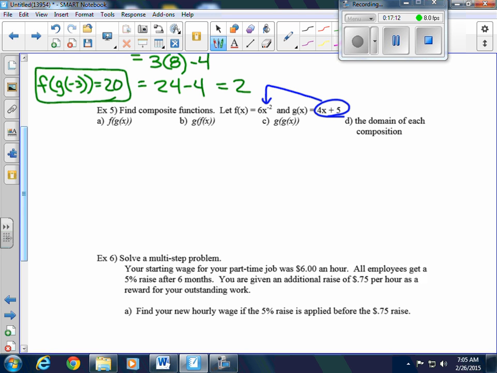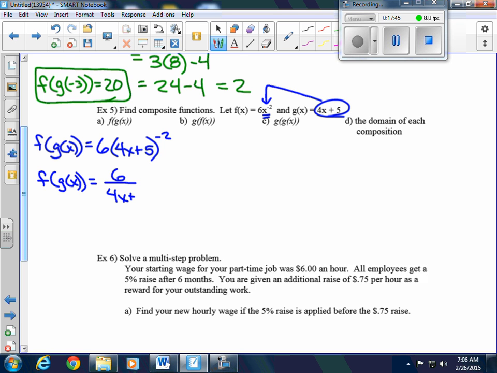So really, f of g of x is going to equal 6, and now instead of x, I'm going to write the g function, which is 4x plus 5, and then to the -2nd. Realistically, I'm just replacing the x with the 4x plus 5. And now we simplify it. So f of g of x equals, well, that's a negative exponent, so I move it to the denominator, 4x plus 5 to the -2nd.